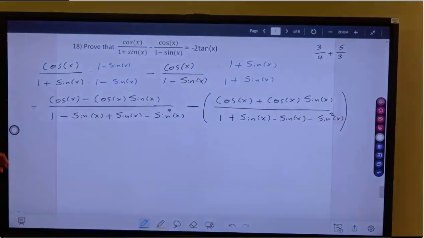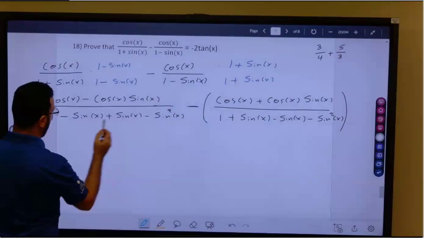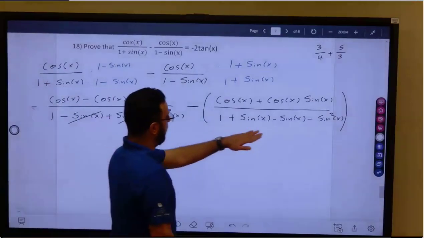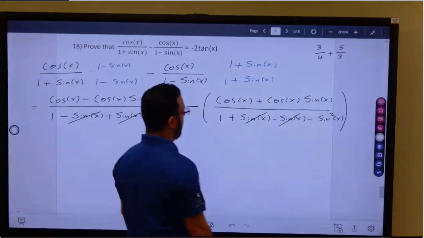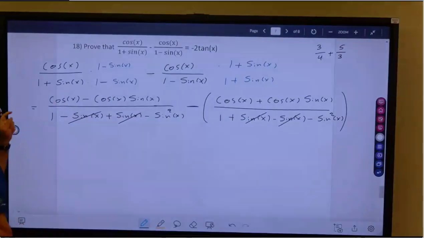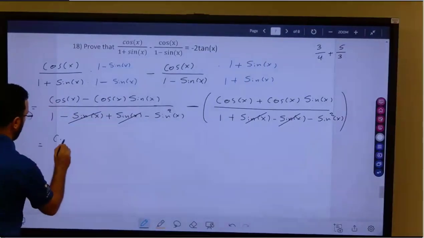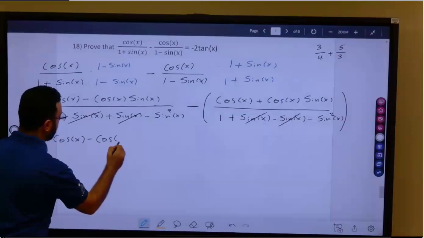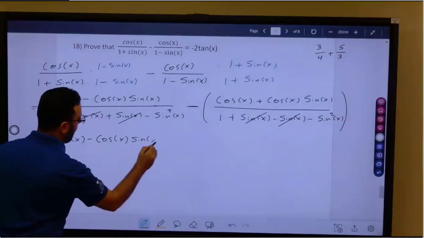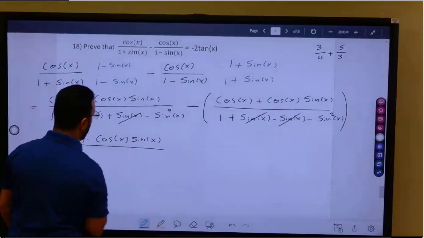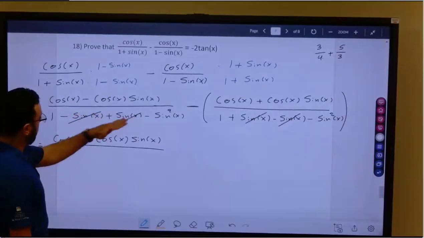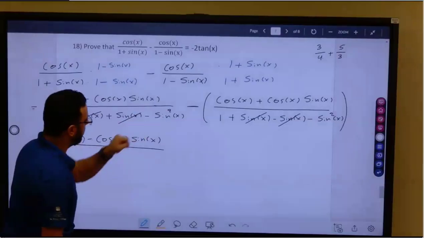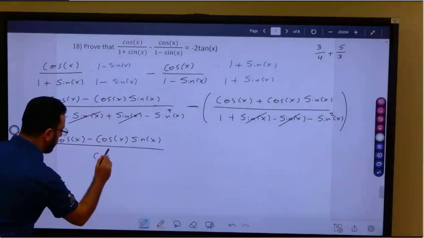Now, next step, I can simplify this part, which is to cancel this one with this one. Same thing on this side, we're going to cancel this one with this one. What is left on the top is cosine x minus cosine x sine x, divided by, after the cancellation here, 1 minus sine squared of x. I already know 1 minus sine squared of x is equal to cosine squared of x.